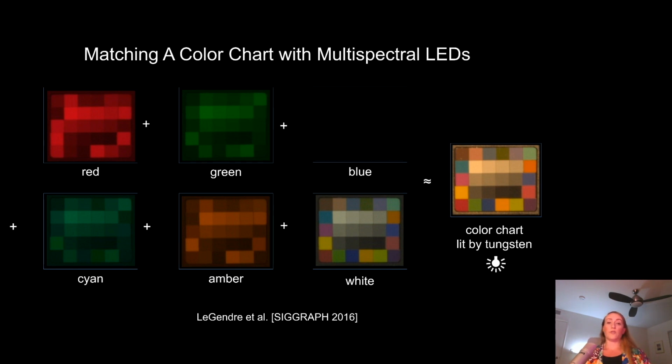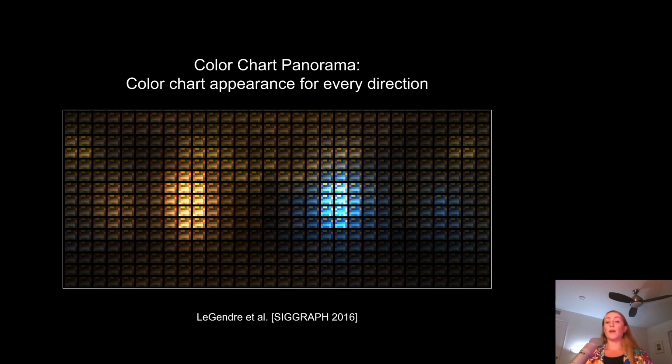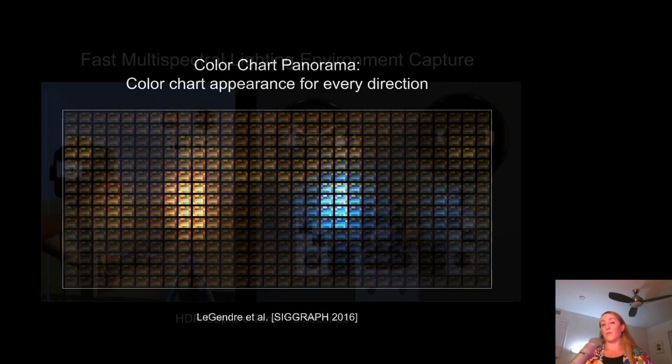So in this work, we introduced the idea of a color chart panorama, which is a record of the color rendition properties for each direction in a given scene. We also introduced 2 capture techniques to measure this information.